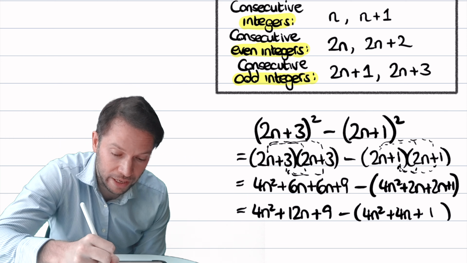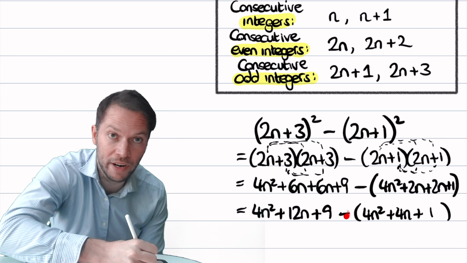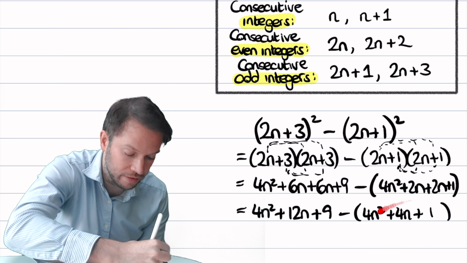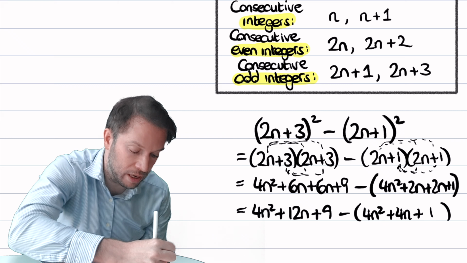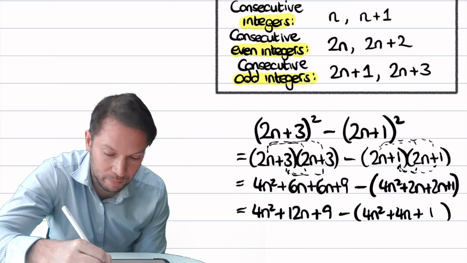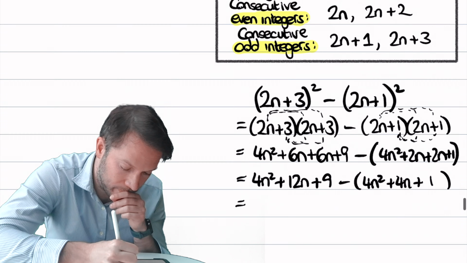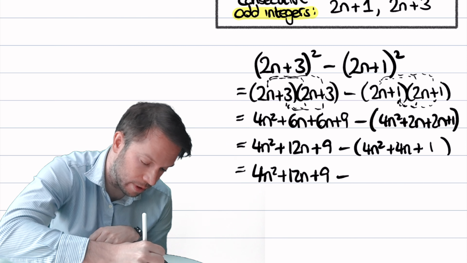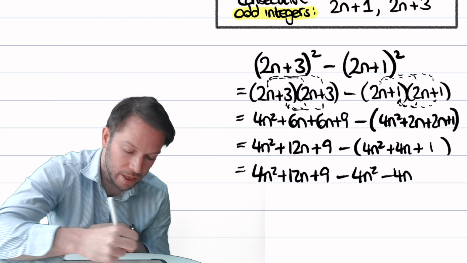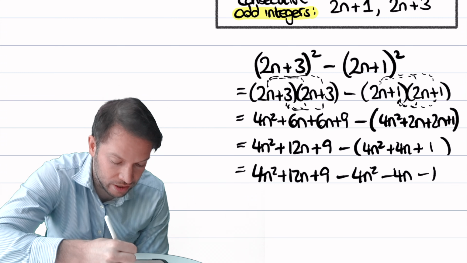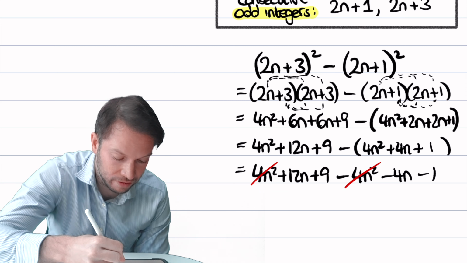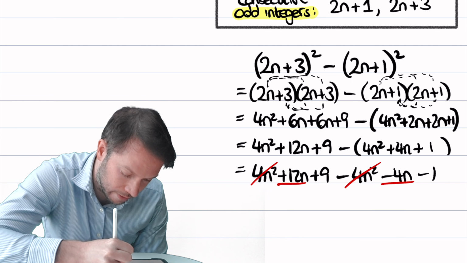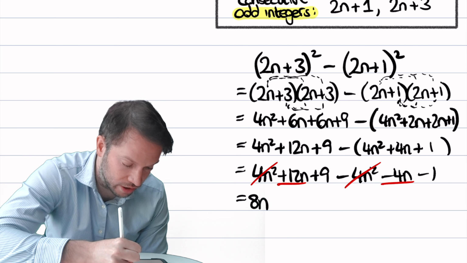Now, the reason I put that bracket there is because you're not just subtracting the 4n squared, you're subtracting every term in this bracket. And that's basically going to reverse the signs of these. So the 4n squared becomes minus 4n squared, the plus 4n becomes minus 4n, and the plus 1 becomes minus 1. So let's do that. Minus 4n squared, minus 4n, and minus 1. And let's just simplify by collecting like terms. The 4n squared minus 4n squared cancels. We've got the 12 lots of n minus 4 lots of n, which is 8 lots of n. And then we've got 9 minus 1, which is plus 8.